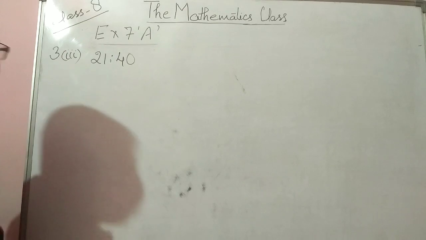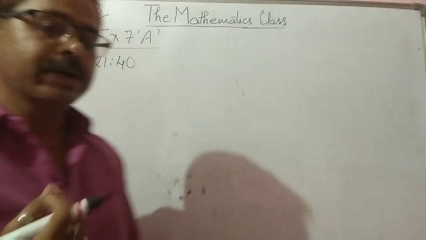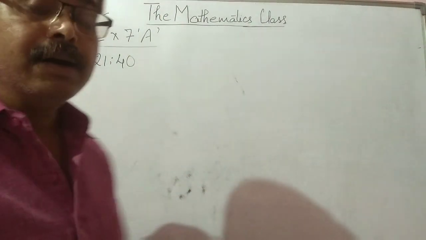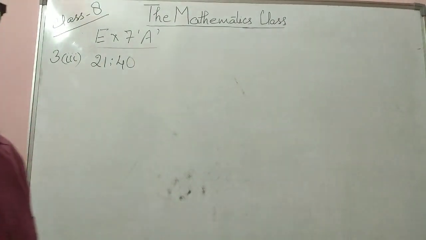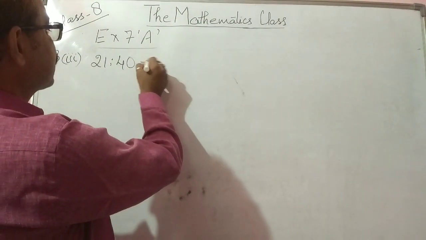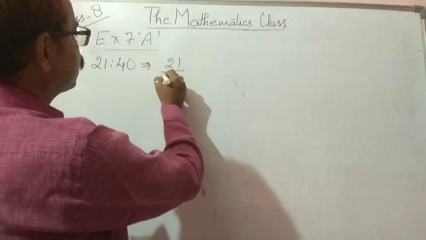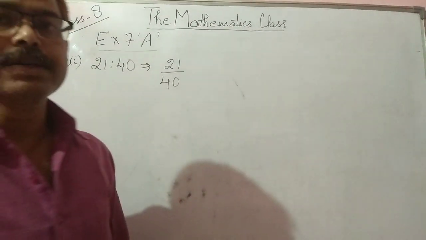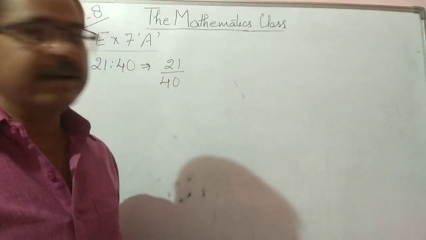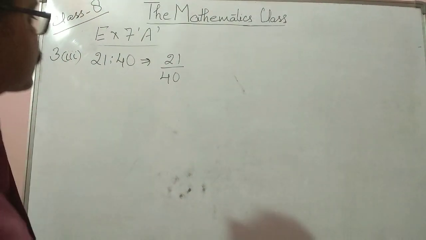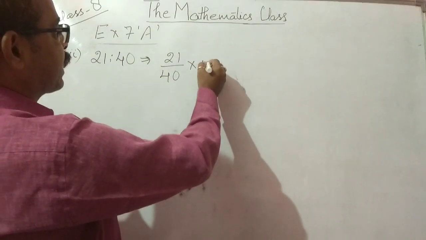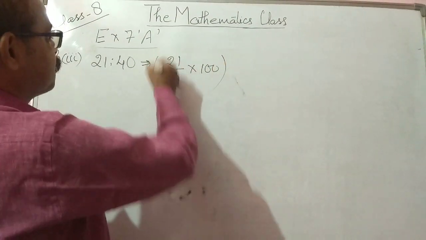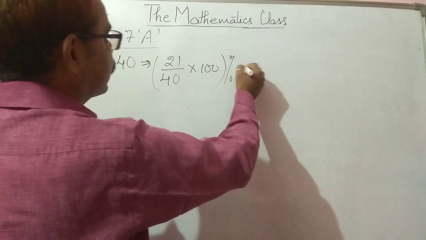21:40. This is the ratio given, and this has to be converted into a percent. So ratio means a fraction. It means this can be written as 21/40. Now you know how to convert a fraction into percent. Simply multiply it by 100 and put a percentage sign. So what we'll do, multiply by 100 and we'll put a percentage sign to the whole thing.